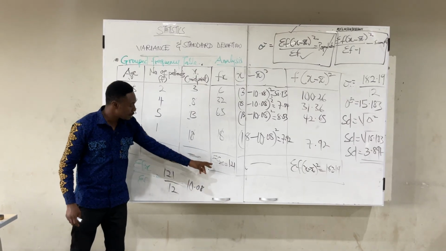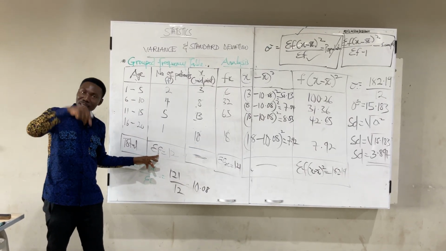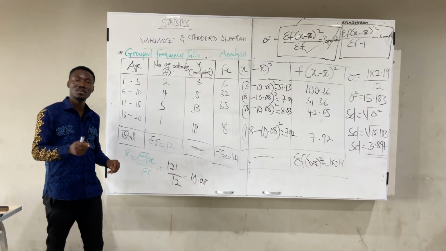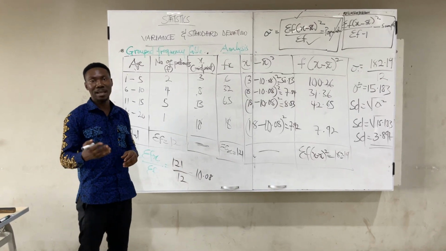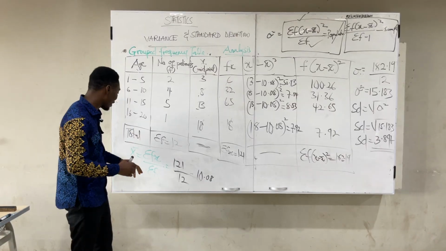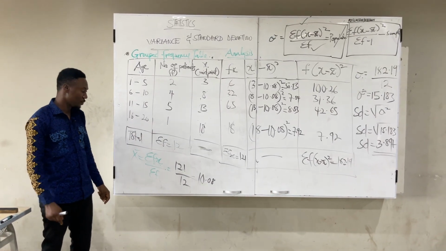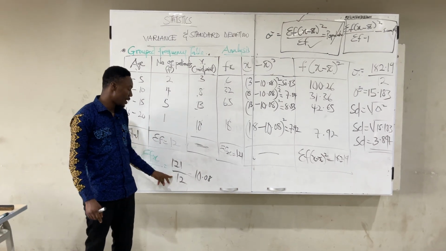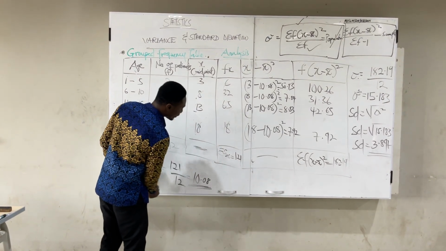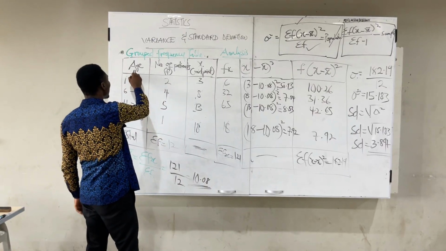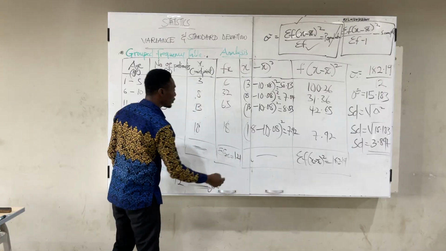So after you've gotten the sum of F of X and then the sum of F, you can calculate for the mean. Because for a frequency distribution table, the formula for mean says that sum of F of X divided by sum of F. And that is what we have over here. Then we have 121 divided by 12. So this is our mean. Typically, if a unit was given, you have to add a unit. So here will be years.